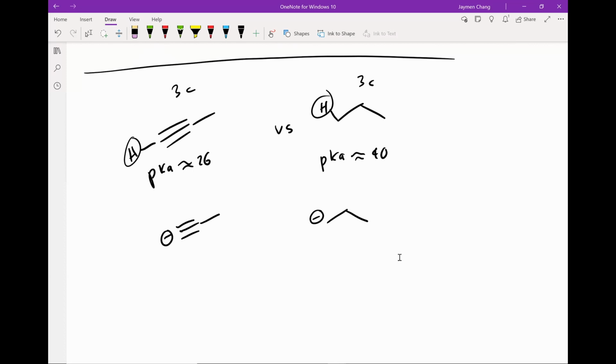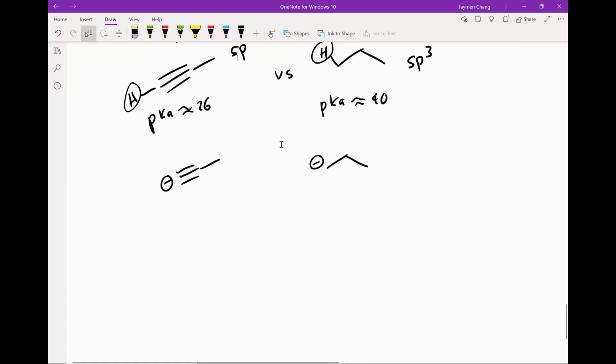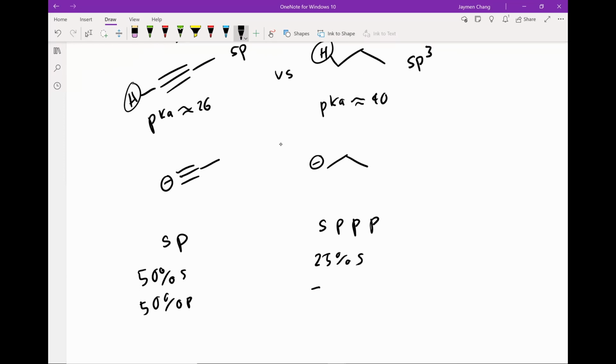Cool, yeah, it's actually going to be due to hybridization. So if we look over here, this is an sp3 and this is an sp hybridization. When we think about hybridization, sp is going to be 50% S, 50% P. And here we have sp3, which is going to be 3 Ps. It's going to be 25% S and 75% P.